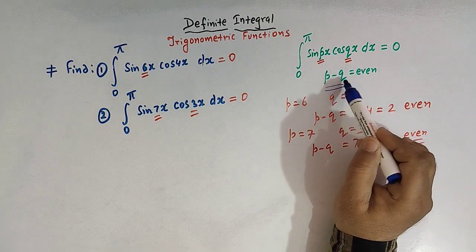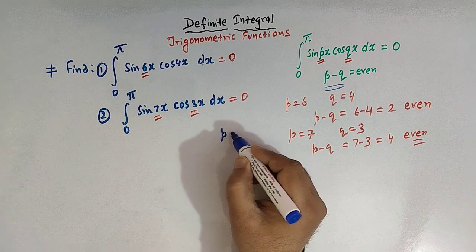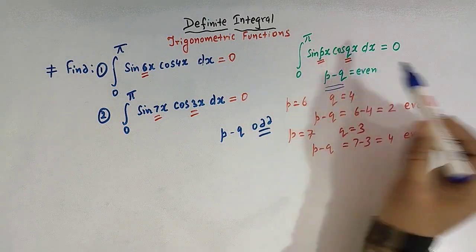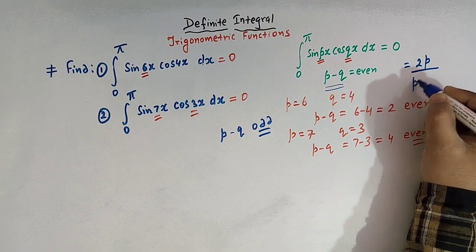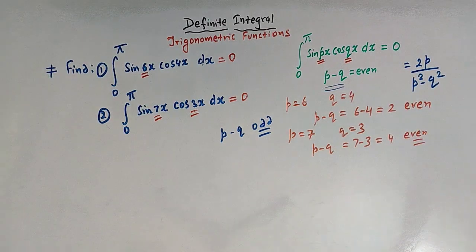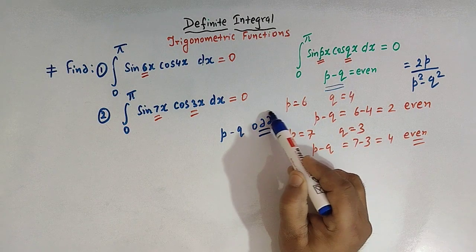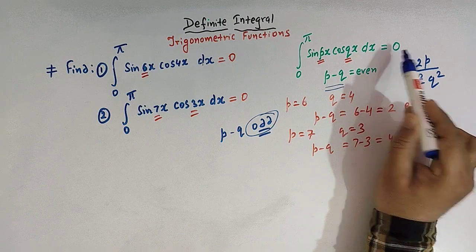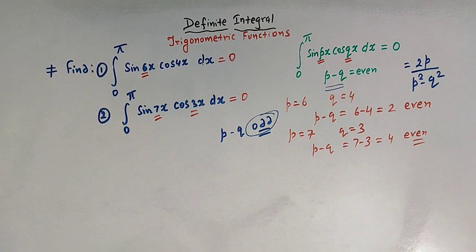Now I would like to mention one important point: what will happen if the difference between p and q is odd? When the difference between p and q is odd, then the value of this integral is not equal to 0, but it is equal to 2p divided by p square minus q square.